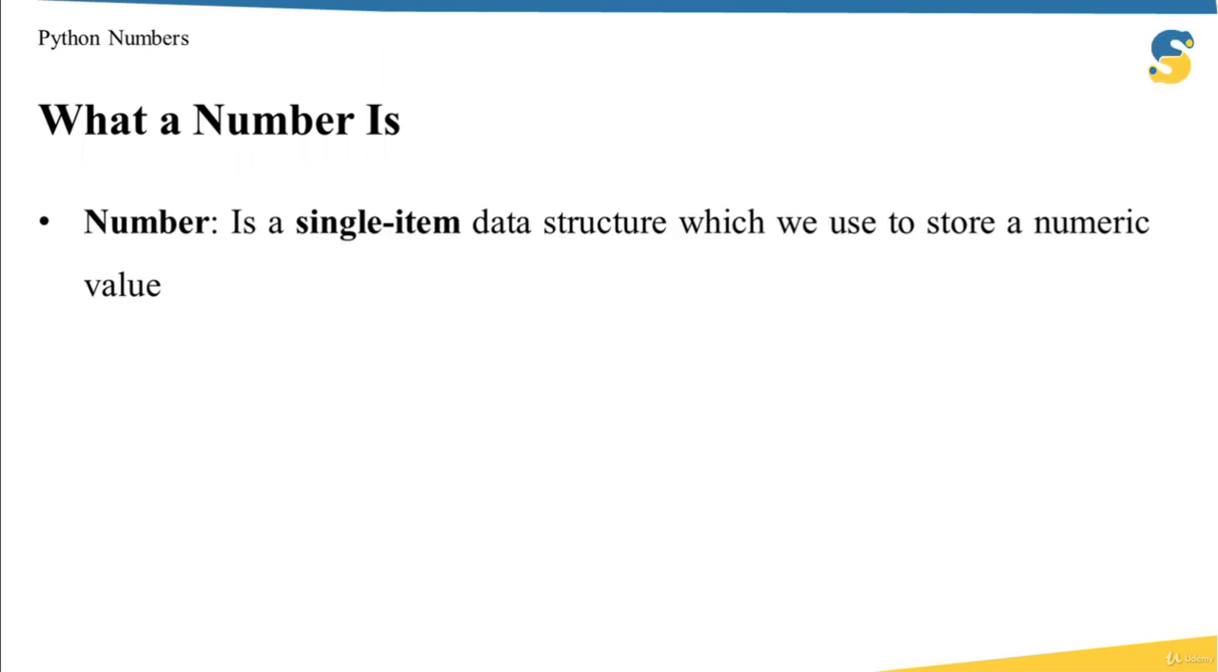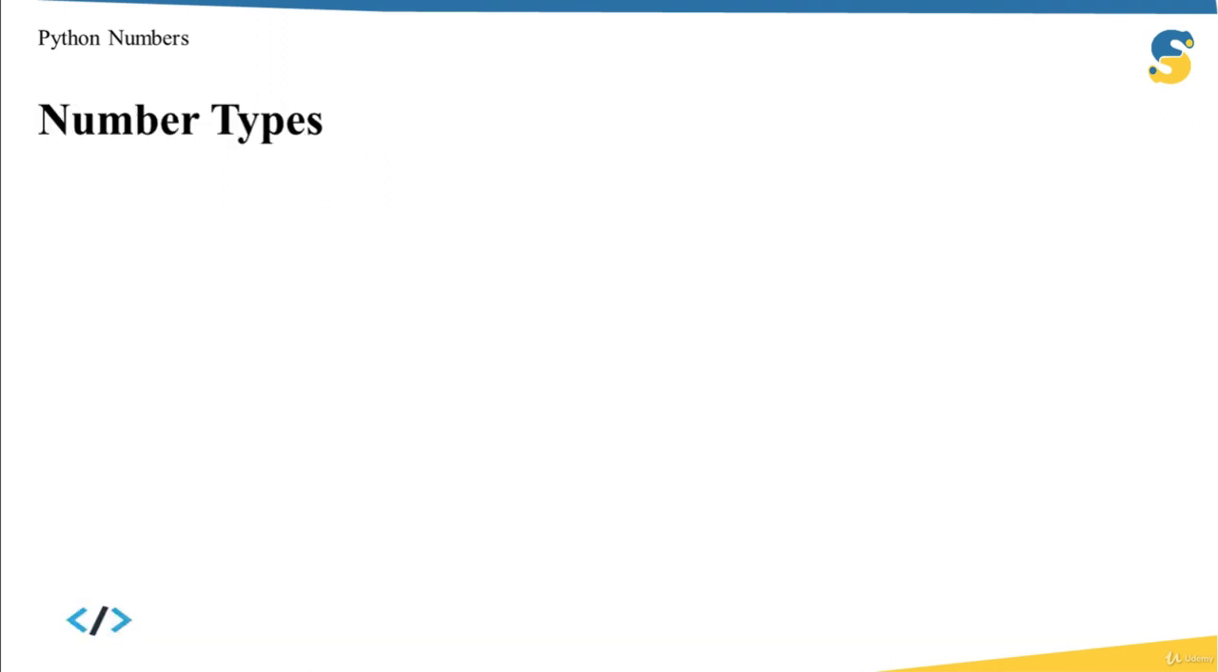What's a number? Number is a single item data structure. In other words, we use number to store only one value, one item. And this item should be a numeric value of any type of the types that are supported by Python. In Python, we have 4 number types supported.